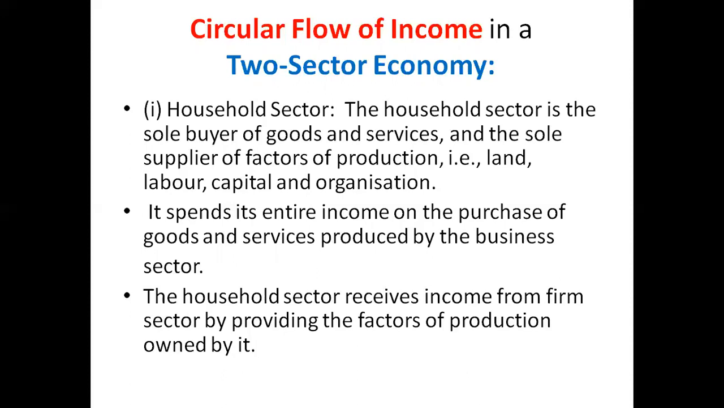The household spends its entire income on the purchase of goods and services produced by the business sector. That is, whatever income is earned by the household sector, they spend on consumption goods. So the consumption goods are the supply of the business sector. The household sector receives income from the firm, that is the service sector or business sector, by providing the factors of production owned by it. That is, the household sector earns income by rendering service. They may work as a laborer or in any other production environment.